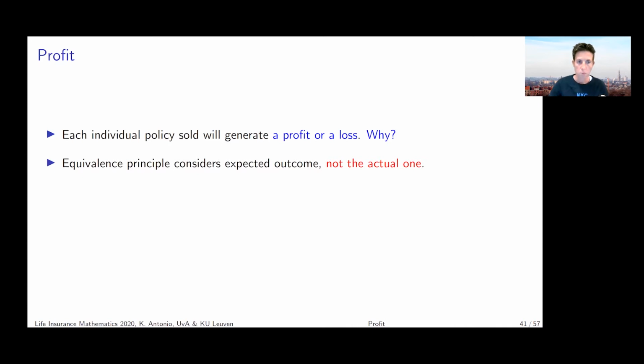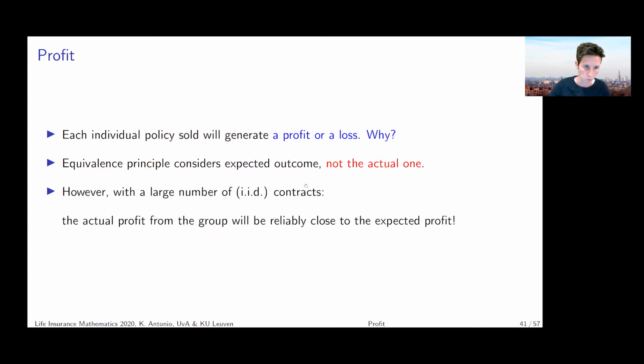So the actuarial equivalence principle works with the EPV of the benefits and the EPV of the premiums, right? So there we do not take the actual realizations in the contract into account. And the technical premium determined by the actuarial equivalence principle matches the EPV of the benefits and the EPV of the premiums. If you look at a large group of IID contracts, then the actual profit from the group of contracts will be reliably close to the expected profit.